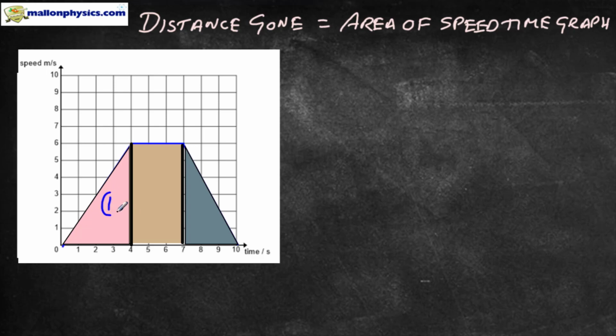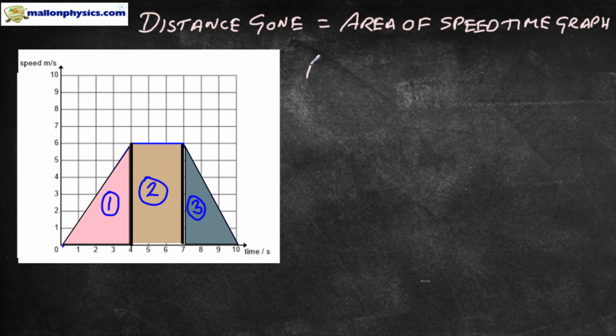This would be area 1. In fact, that would be the distance gone in the first 4 seconds of that motion. This would be area 2, and that would be the distance gone in the next 3 seconds of this motion. And finally area 3, that would be the final distance travelled from a speed of 6 meters per second down to rest. So there's all shapes that I can know the area of.